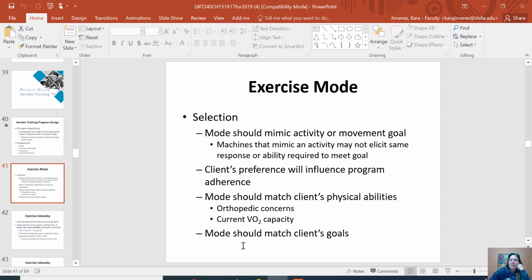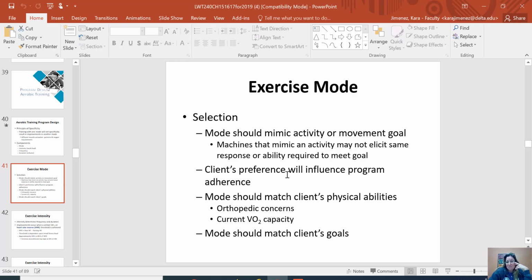We want to choose an activity that's going to mimic whatever their goal is, right? So noting that machines that might mimic an activity may not elicit the same response. So for example, if running a marathon is a goal for your client that they're going to be running outdoors, running on the treadmill is not necessarily going to elicit that same response. So definitely outdoor running is something that's going to help them to achieve that particular goal.